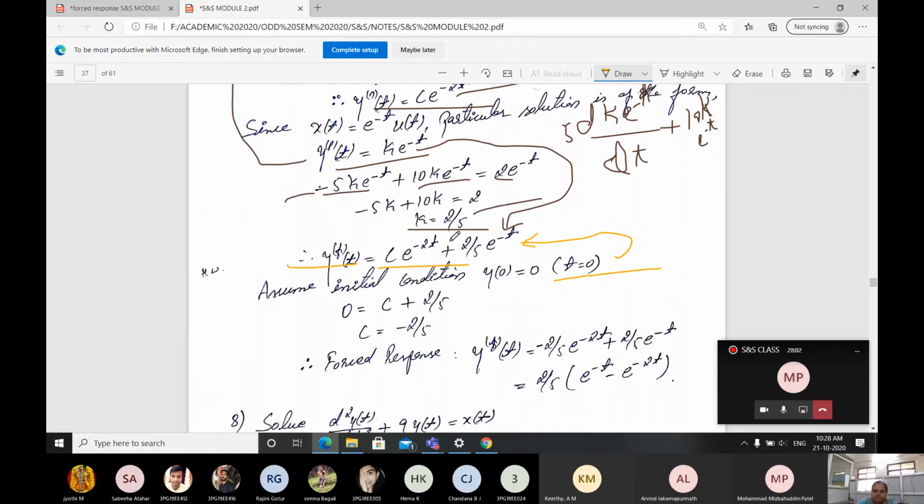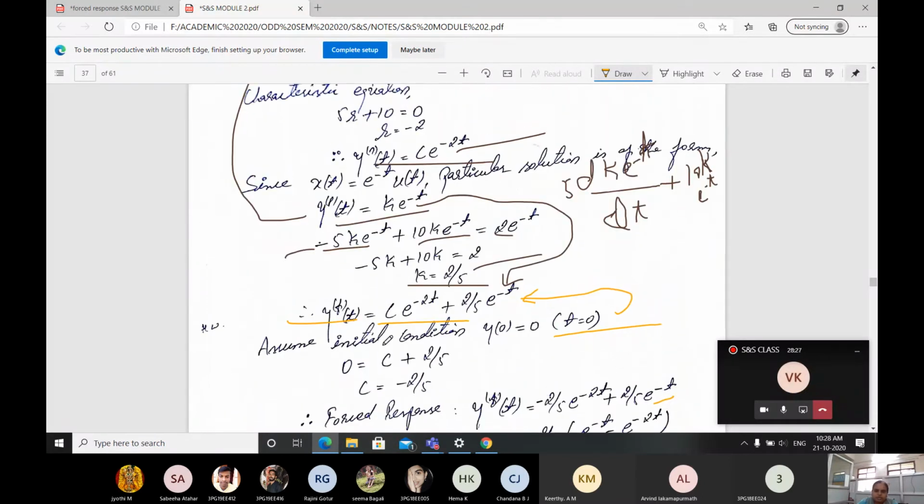Now, substitute the c value in the forced response. Therefore, y_f(t) equals minus 2 by 5 e raised to minus 2t plus 2 by 5 e raised to minus t. If you take 2 by 5 as common, you will get e raised to minus t as the first term, then the second term, minus e raised to minus 2t. You will get this as the answer. This is one problem.